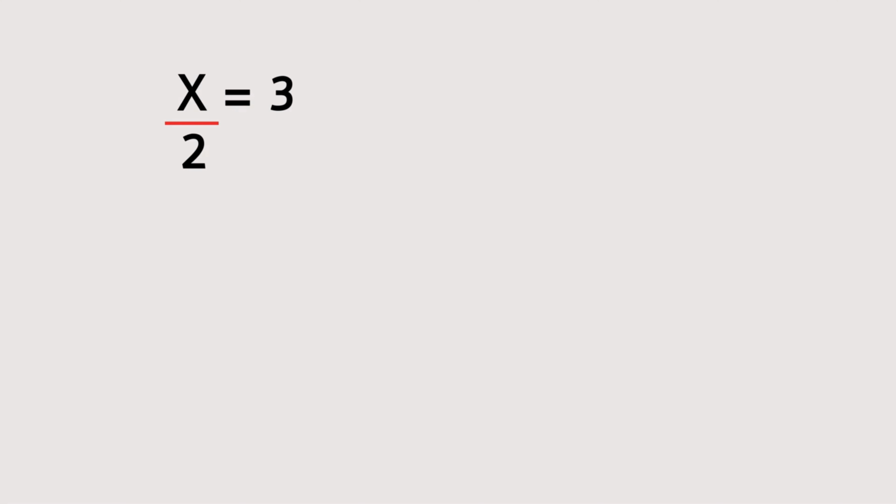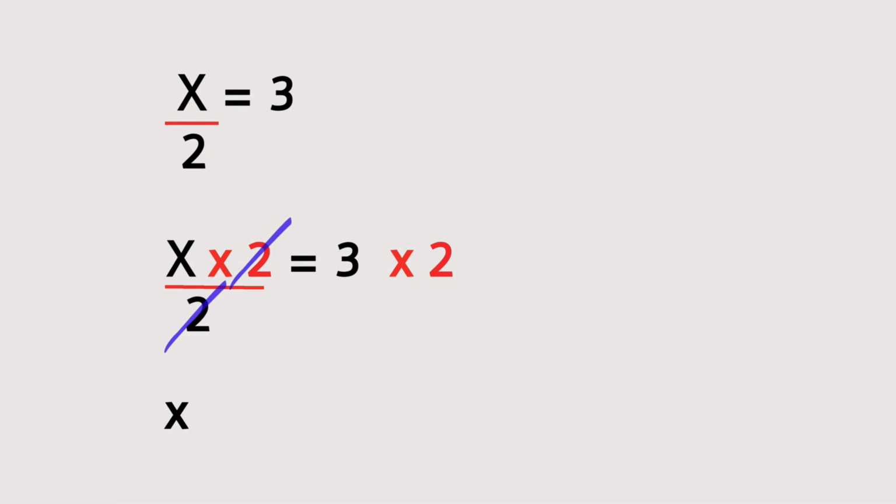Right now, the unknown x is being divided by 2. To get rid of that division, we'll need to multiply both sides of the equation by 2. The 2 in the numerator and the 2 in the denominator cancel out. That leaves us with just x on the left side. On the right side, 3 times 2 equals 6. Now we have x equals 6. There you go. You've solved another equation involving division.